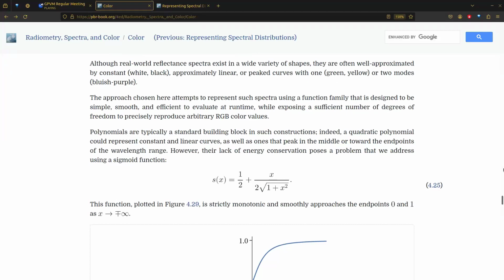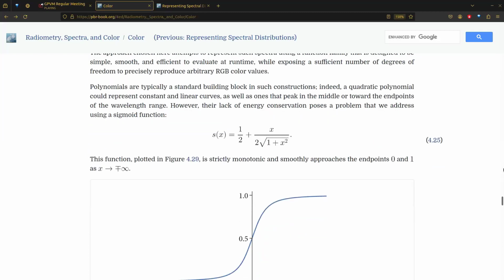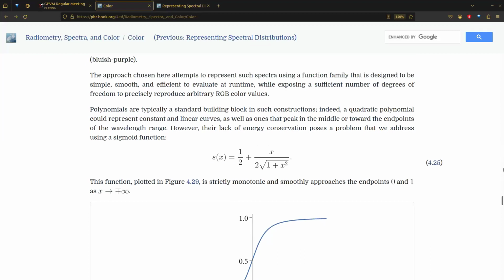Although real-world reflectance spectra exist in a wide variety of shapes, they're often well approximated by a constant, white, black, approximately, or peaked curves with 1 or 2 modes, green, yellow. So the approach chosen here attempts to represent such spectra using a function family that is designed to be simple, smooth, and efficient to evaluate at runtime while exposing a sufficient number of degrees of freedom to precisely reproduce arbitrary RGB color values.